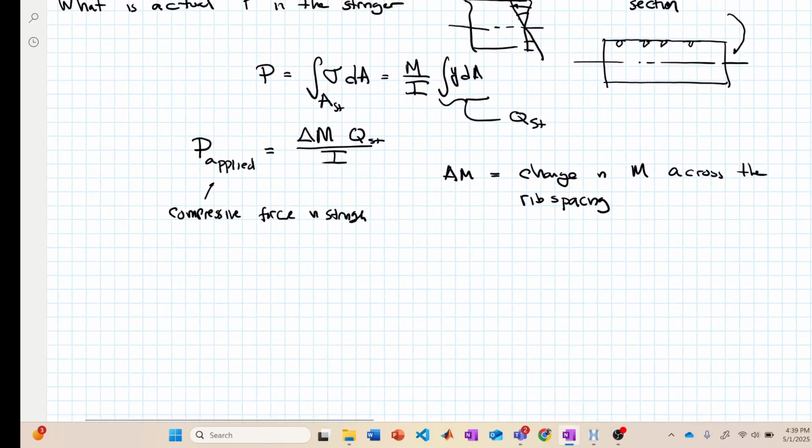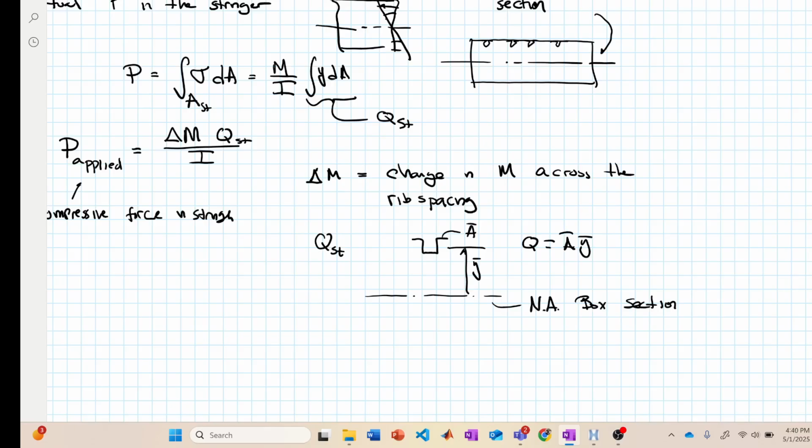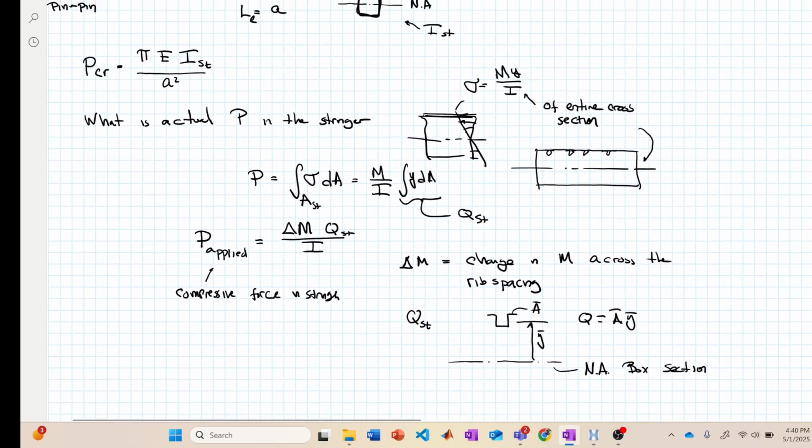And Q, this looks like an A, but it's supposed to be a delta. Sorry about that. Q is the Q of the stringer itself. Here, let's say we have a stringer again, and here is the neutral axis of the box section, or the wing, whatever you want to call it. We get the Q here, where this is Y bar and this is A bar, and Q equals A bar times Y bar. That will allow us to calculate the compressive force in the stringer and compare it to the critical buckling load.